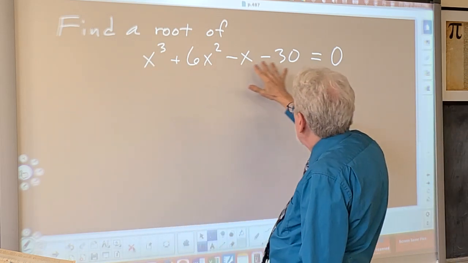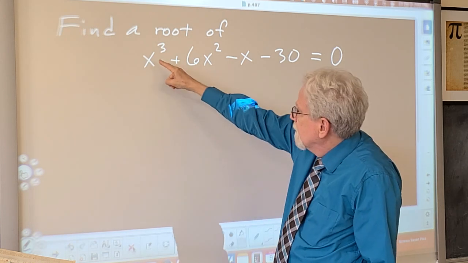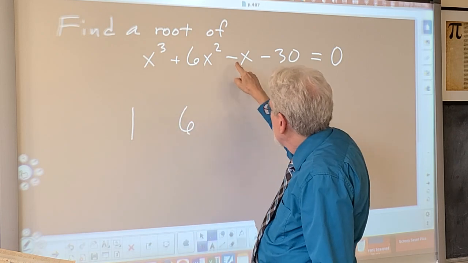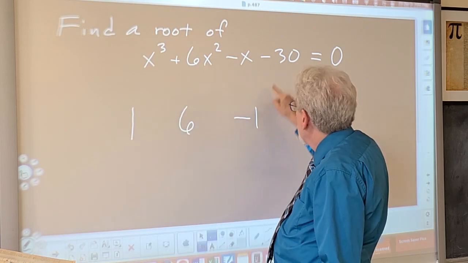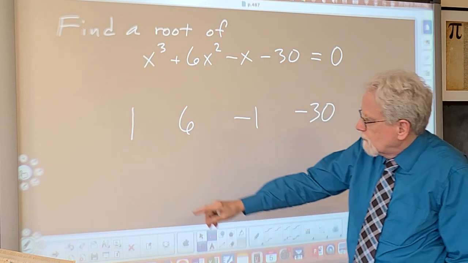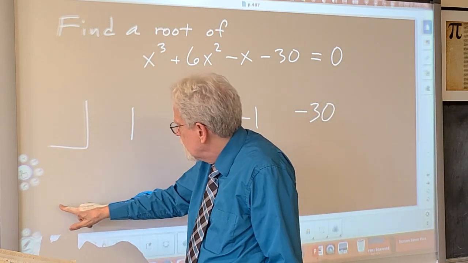Remember how we do this. We pull down the coefficients. 1, there's an invisible 1 there. 1, 6, -1, and -30. We pull down the coefficients. Then we put the box over here. Remember this? Oh yeah, I remember now. Good.